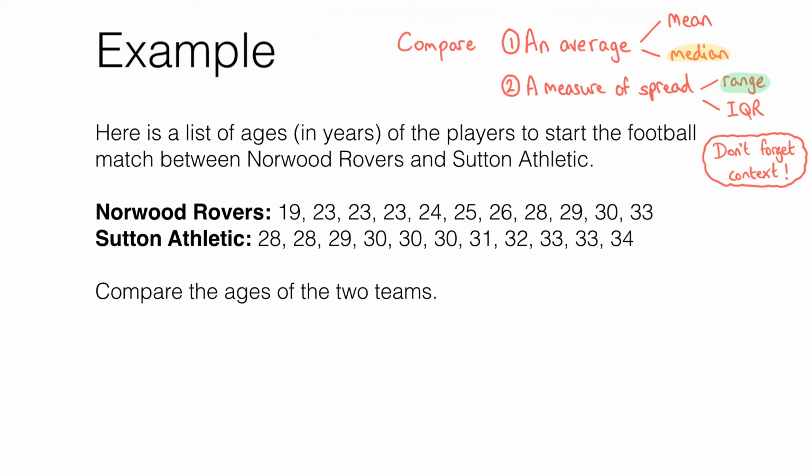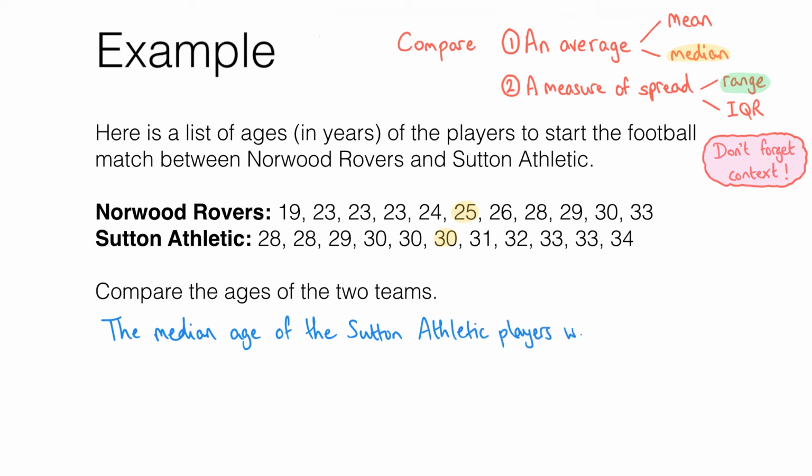Looking at the Norwood Rovers players, the median age was 25, whilst the median age of the Sutton Athletic players was 30. So I can write the median age of the Sutton Athletic players was greater. It's not enough to just say this, however. You can't just say one median is higher than the other. You also need to give some context.